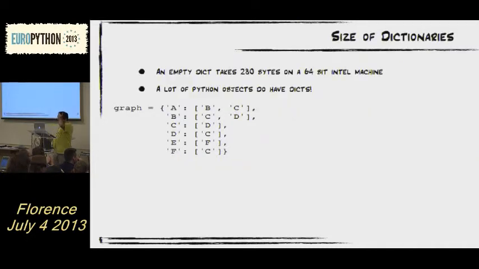So, to give you an idea, as I said, 180 bytes on a 64-bit Intel machine, and a lot of Python objects have dictionaries. So it's not unusual that a very large part of your memory goes because of dictionaries. And this is the way in Python it's common to represent a graph, okay? So a dictionary with a list of nodes. So this means that there is an edge from node A to node B.